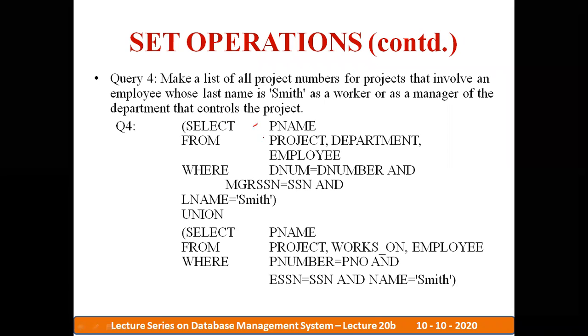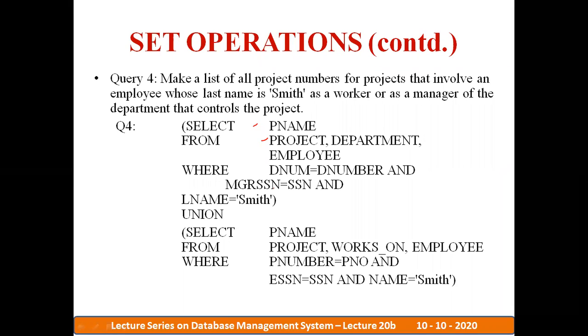So select P name from the project, department and the employee. As there are three tables, two joins are necessary. First I am connecting the project with the department, then I'm connecting the department with the employee, and also I'm specifying the last name is equal to Smith. So this one we are considering as a manager.